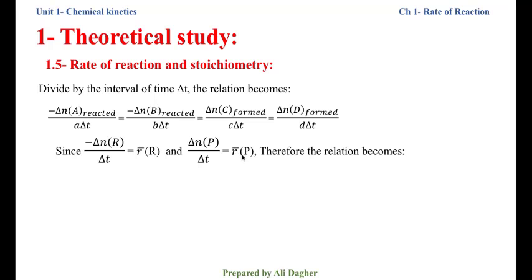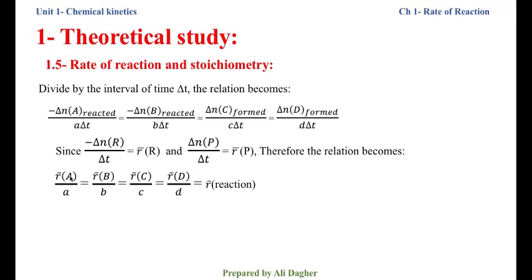the relation becomes: minus delta n A over delta t is the rate of disappearance of A, and it remains over a. Then the relation becomes average rate of A over a, equals minus delta n B over delta t, the rate of B, over b, equals delta n C formed over delta t, the rate of C, over c, and delta n D over delta t is the rate of formation of D, over d. This is the relation between the rate of reactant and the rate of product.